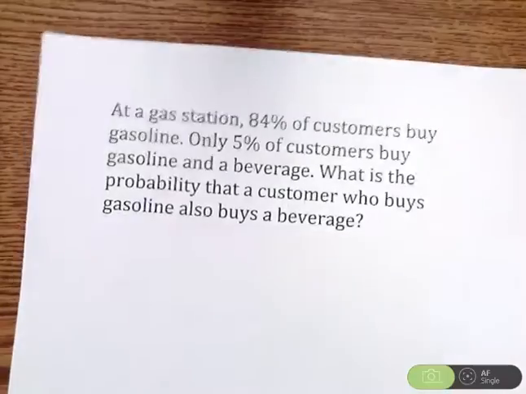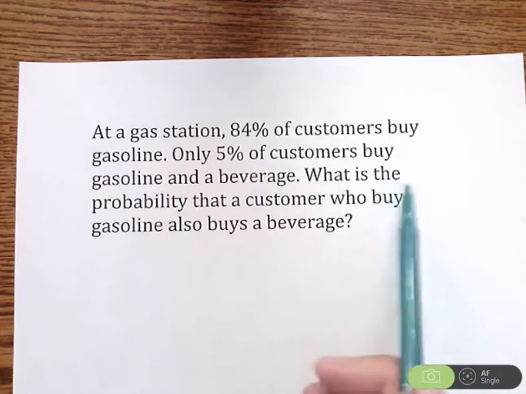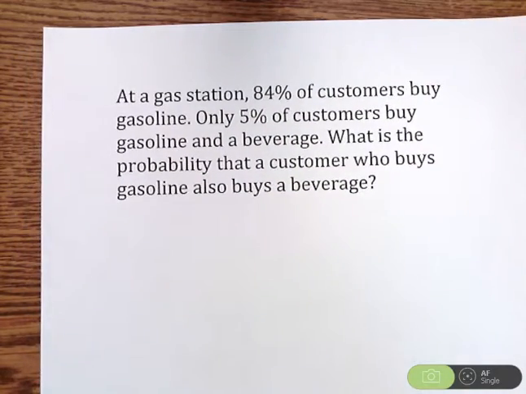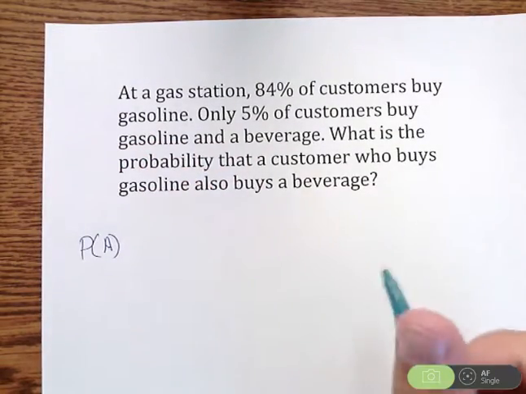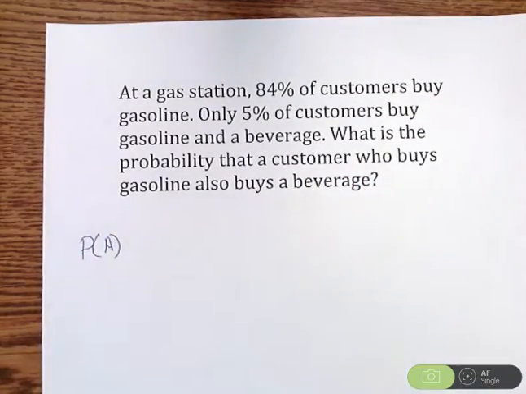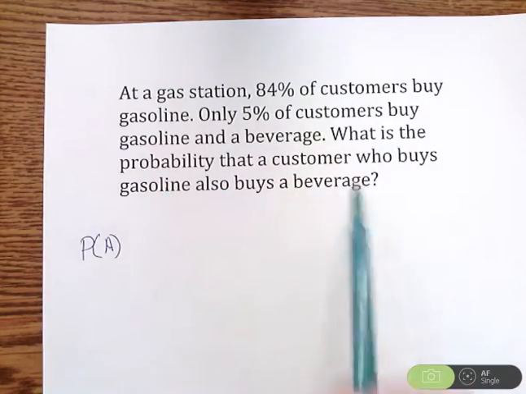One last problem to finish things out with conditional probability: we are at a gas station. 84% of customers buy gasoline. Only 5% of customers buy gasoline and a beverage. What is the probability that a customer who buys gasoline also buys a beverage? I kind of hinted at it in the previous video. We're still dealing with conditional probability here, because given that they bought gasoline, what is the chance that they also bought a beverage? They're asking what's the probability that a customer who buys gasoline also buys a beverage.